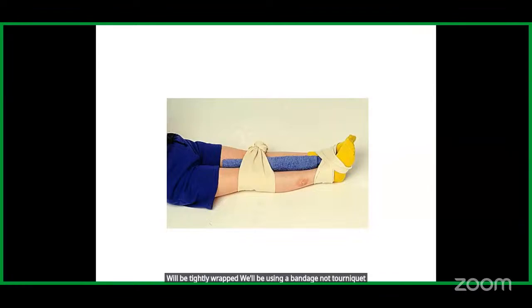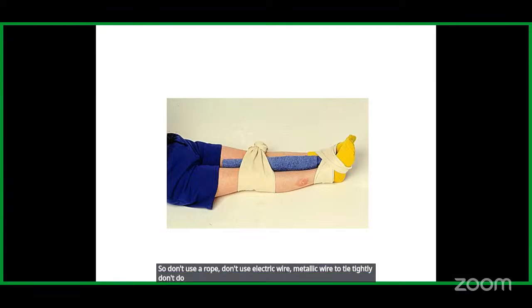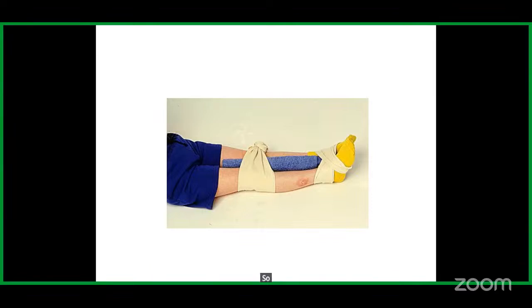Wherever it is bitten, above the wound, we will be using a bandage, not a tourniquet. So don't use a rope, don't use electric wire or metallic wire to tie tightly. Don't do that. If we do that, respiratory arrest can take place due to stoppage of the venous return to the respiratory system. So please remember to tie only using cloth material, immobilize it, and don't cut the wound.